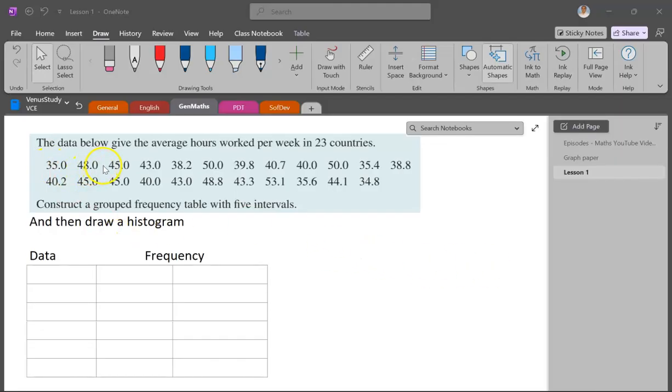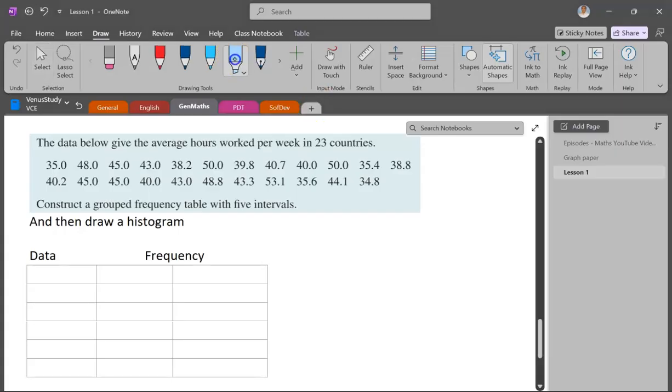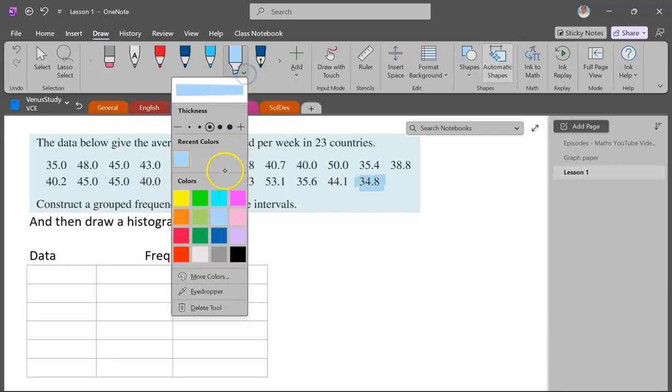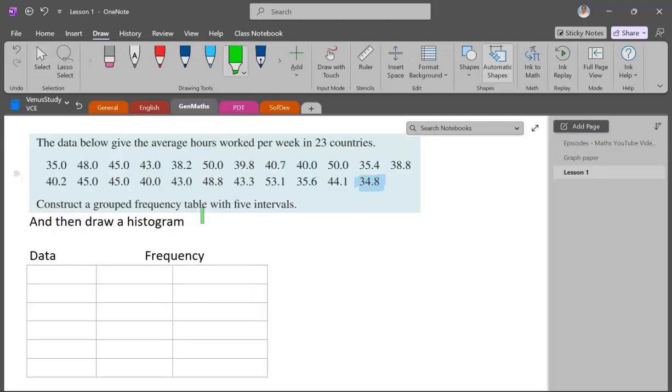And then bigger. We are trying to find the smaller number from that. The smaller number is, keep going. 35.6, 34.8 is the smallest number. So we just figured out that 34.8 is the smallest number, and we can choose a different shade, say this one, for the bigger number. So bigger, 48, then 50.0, 50.0, 53.1. Yes, so 53.1 is the biggest number.